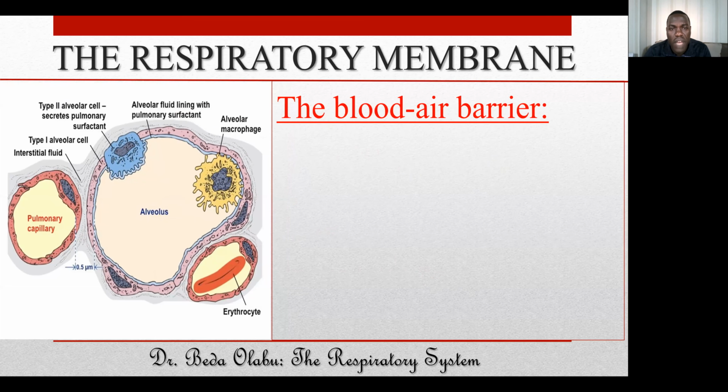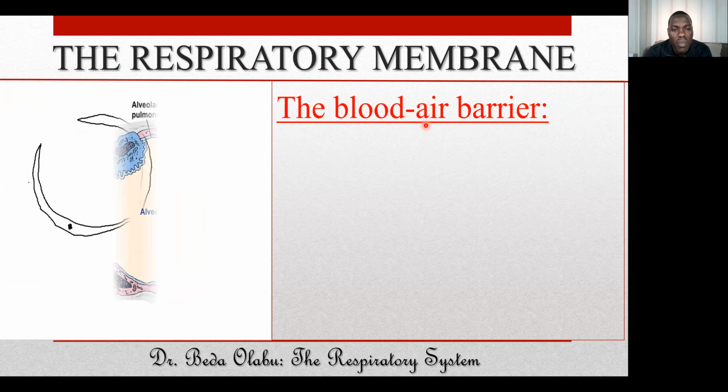All right, having talked about that and mentioned that the pneumocyte type 1 constitute the respiratory membrane, let's now talk about the respiratory membrane. The respiratory membrane is a tissue barrier between air and blood. So we can also call it the blood-air barrier. The blood-air barrier consists of a number of things, and I want you to follow this keenly, then understand the components of the blood-air barrier.